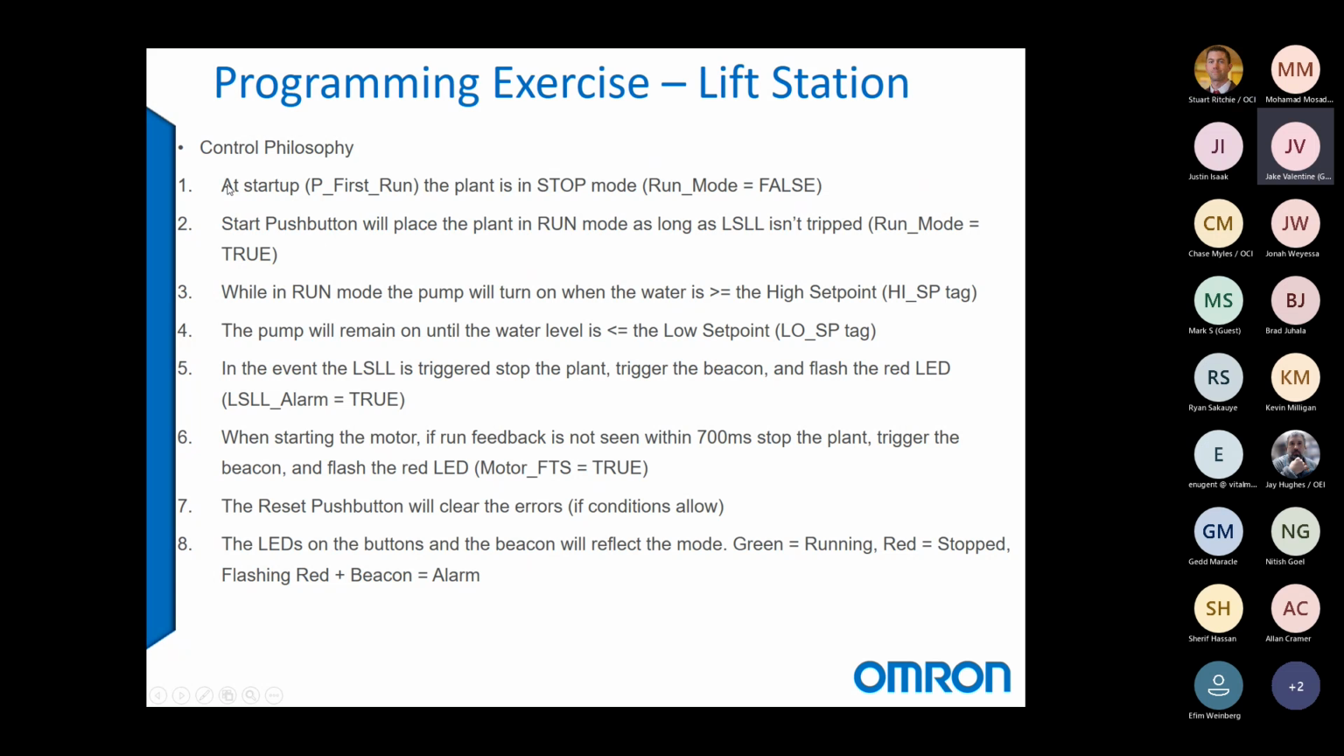So number 1 here, it says at startup, and in brackets, P_first run. So this is a system tag that's true on the very first scan of the PLC and the very first scan only. So you often use this to do things initially. So this will place the plant in stop mode. The run mode tag will be false. So let's do that logic first. So we have a run mode tag and we have our first run bit.